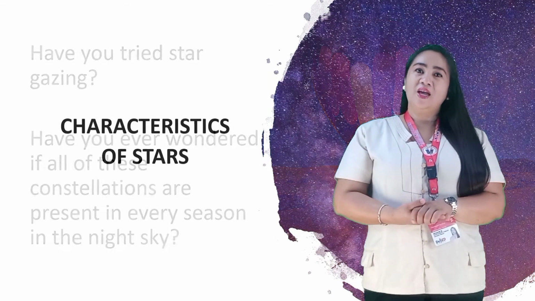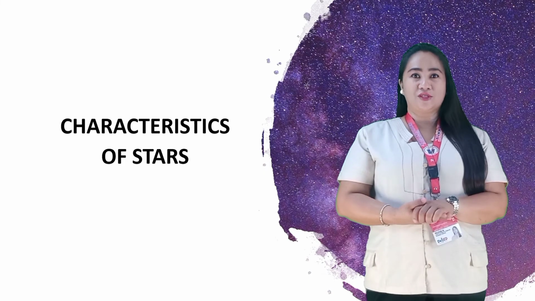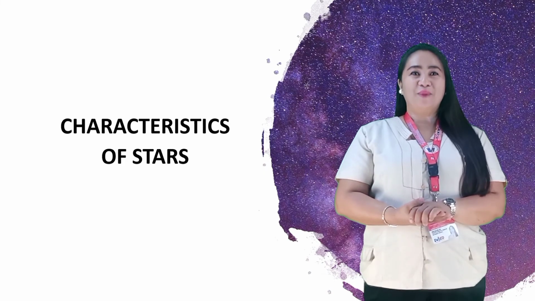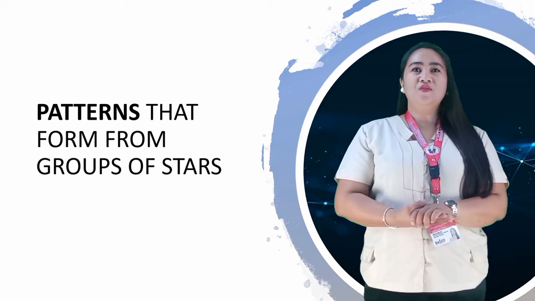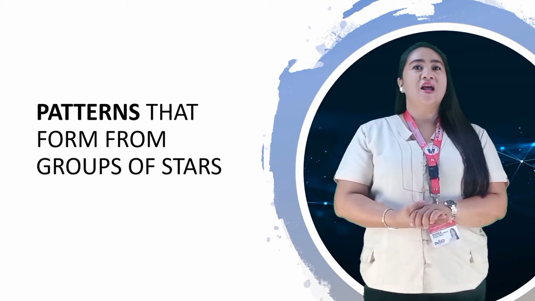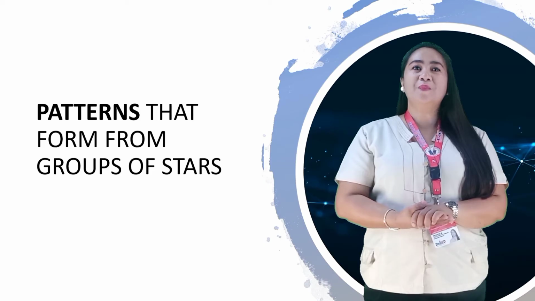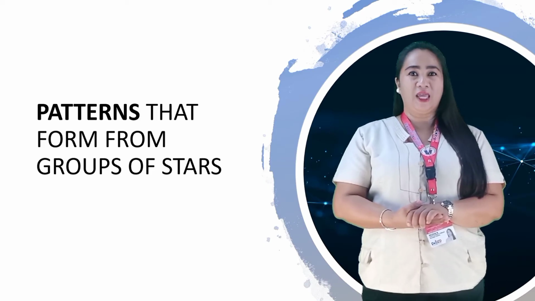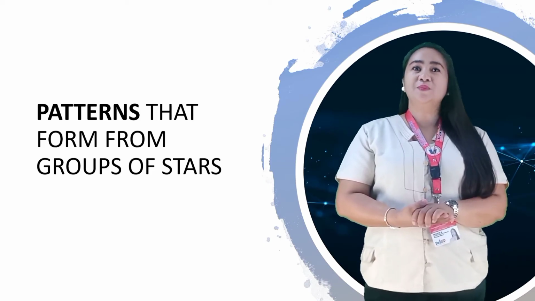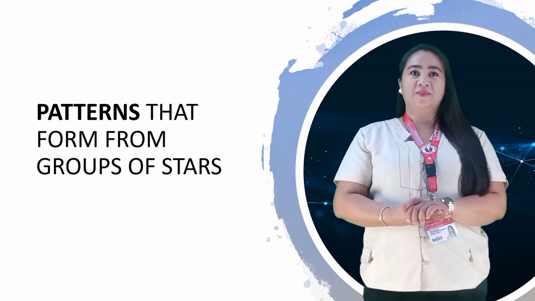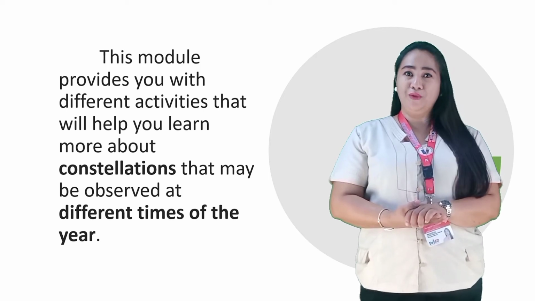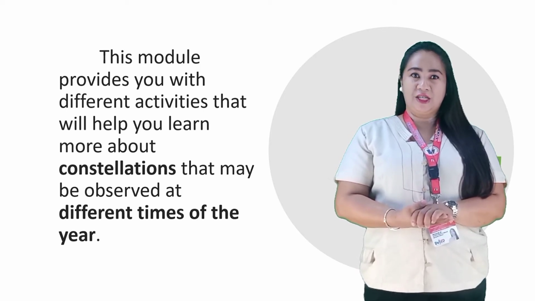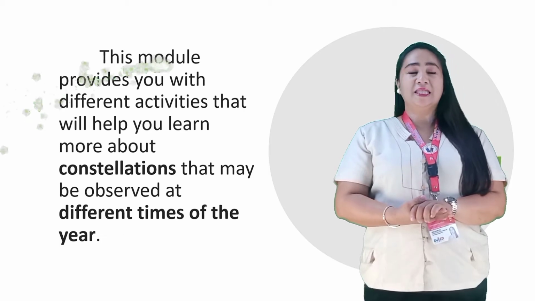In this module, you will learn about characteristics of stars. You will also learn about the patterns that form from groups of stars. These patterns in the night sky appear to move in the night because of Earth's rotation. Different star patterns are seen at different times of the year because of the Earth's movement around the sun. This module provides you with different activities that will help you learn more about constellations that may be observed at different times of the year.